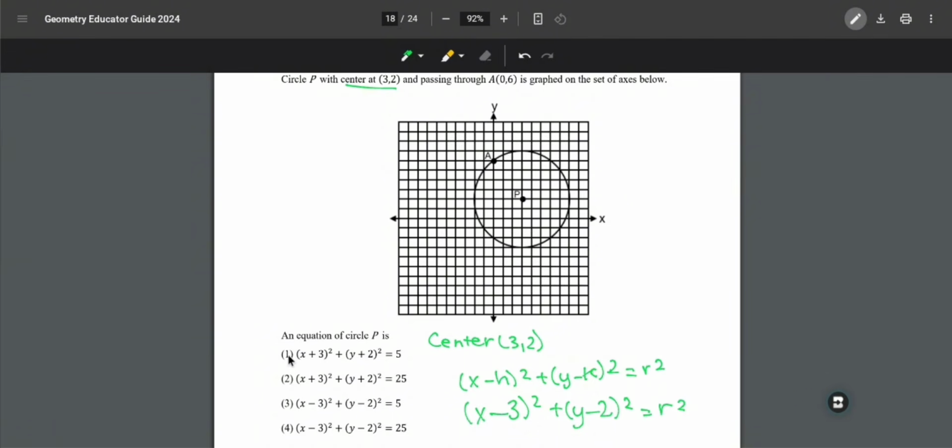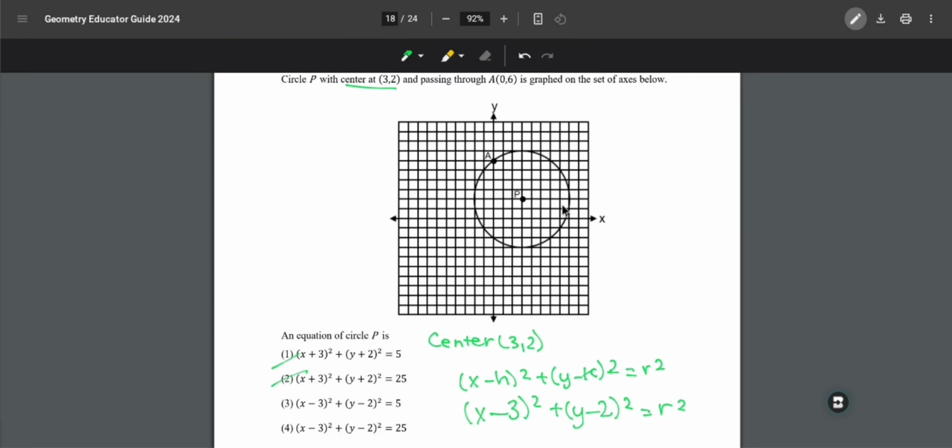So I can already eliminate answer choices 1 and 2. Because inside my parentheses, I'm adding 3 and I'm adding 2, whereas in my actual equation, I'm going to be subtracting 3 and subtracting 2. Okay, now I need to find my radius.